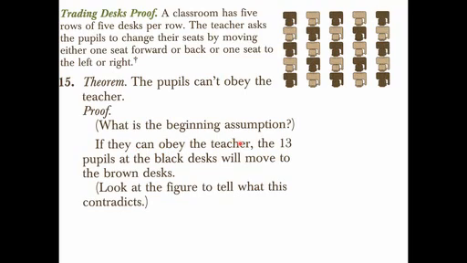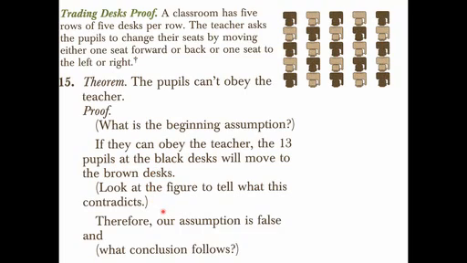If they can obey the teacher, the 13 pupils in the black desks will move to the brown desks. Look at the figure and tell what the contradiction is. And then finish the indirect proof. Therefore, our assumption, whatever you had right here, is false. And what conclusion has to follow? Well, it's whatever your theorem is trying to prove.